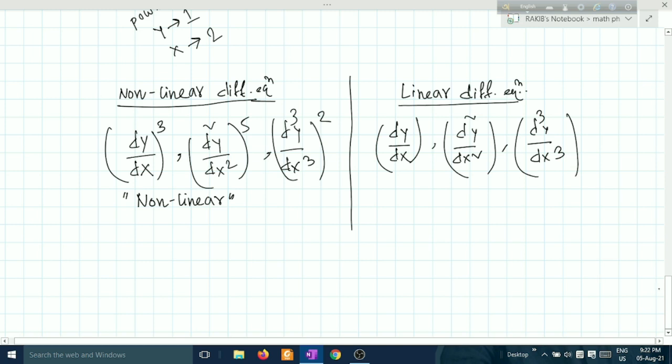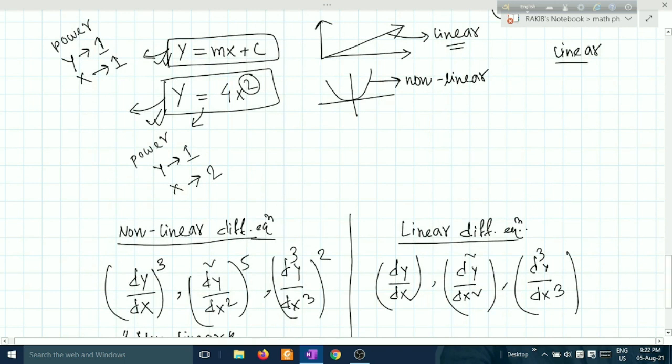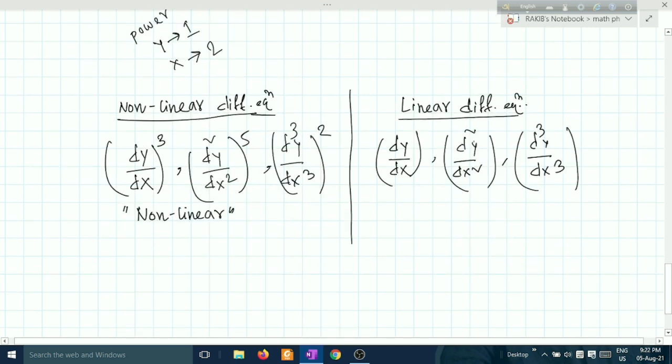As you have seen in the above equation, in this term we can see that the power of x is 2. This means this becomes non-linear. Here is a power 1, here is a power 1, here is a power 1. This means this reflects the fact of a linear differential equation.